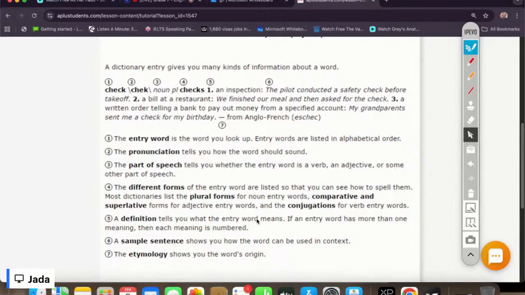A definition tells you what the entry word means. If an entry word has more than one meaning, then each meaning is numbered. Like check has three meanings, so they were numbered. The sample sentence shows you how the word can be used in context. So look at the sentence: My grandparents sent me a check for my birthday. Then the etymology shows you the word's origin. This one is from French. So you can see that these are all the information that you get from a word that you search in a dictionary.